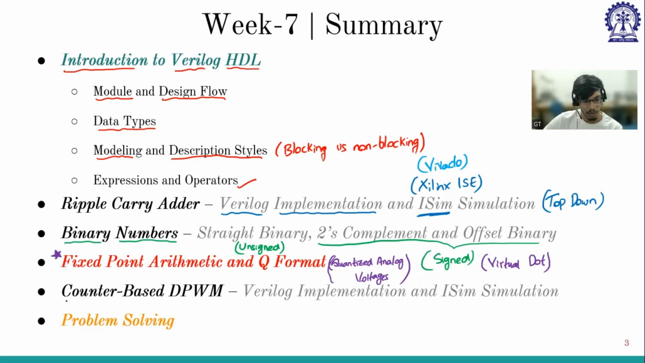And then we have discussed counter-based DPWM: how to write counter-based DPWM, how to insert dead time, and what the logic for dead time is. We have seen in the simulation as well whether dead time is coming or not. Here we have given 6 cycles of a 100 megahertz clock, so 6 cycles of 10 nanoseconds, so it is 60 nanoseconds, but it is not a thumb rule that it should be 6 cycles.